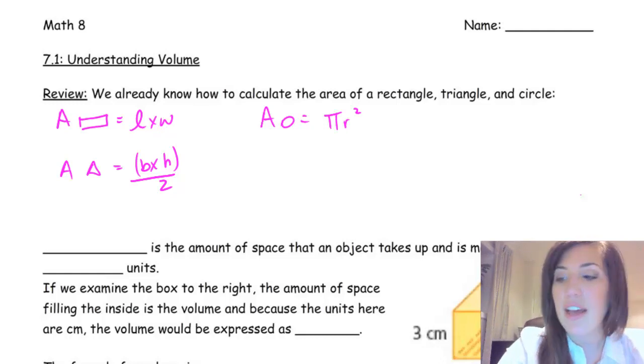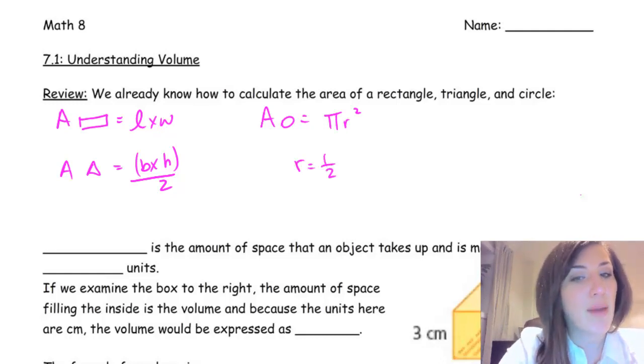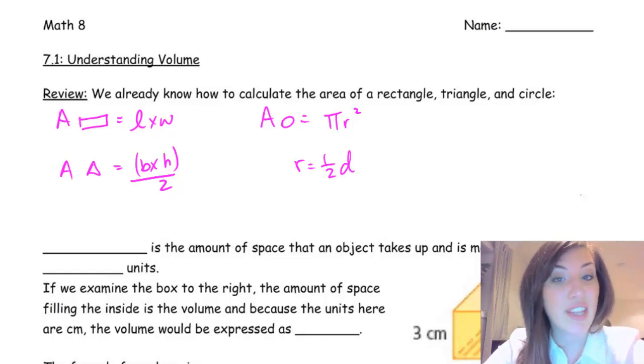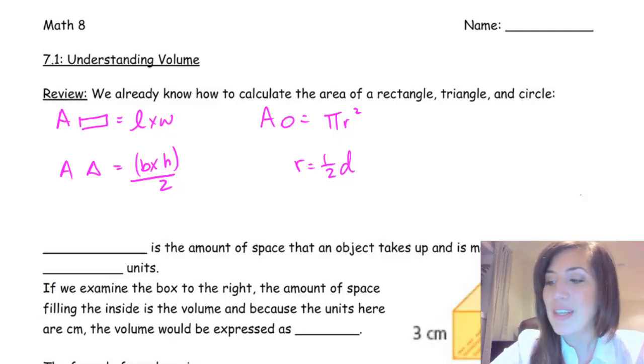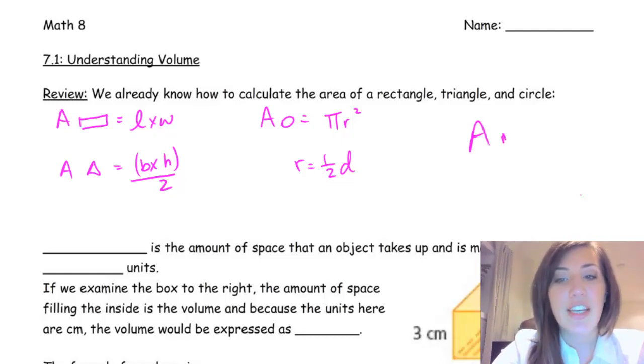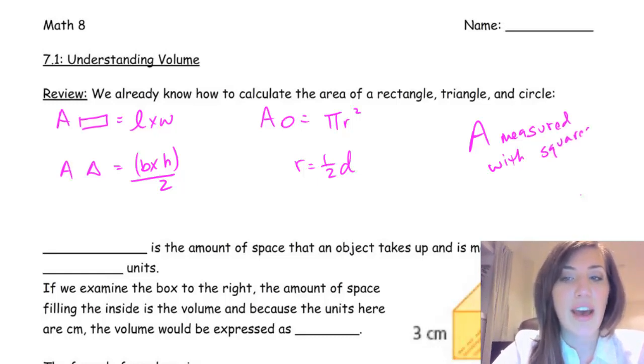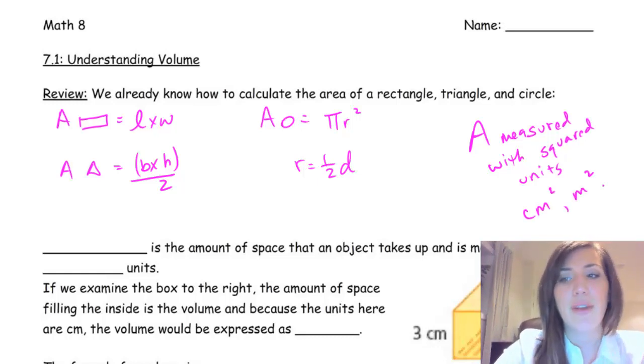We know that r is half of the diameter, so if you're given the diameter you can still figure out the area by changing it into the radius. The diameter divided by 2 is the radius, or the radius times 2 is the diameter. So in all of these things, every time we have area, it's measured in squared units. So whenever we have an answer, it's going to be like centimeters squared or meters squared or something like that whenever we have our area.